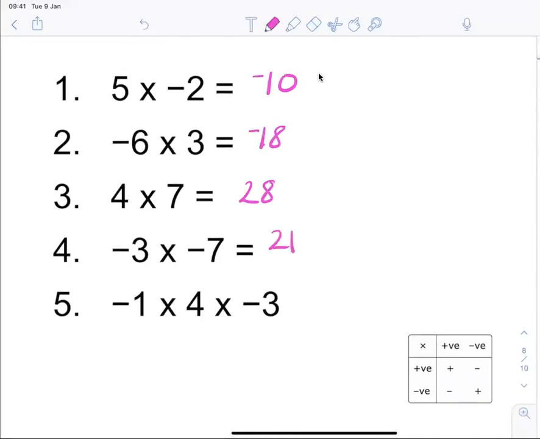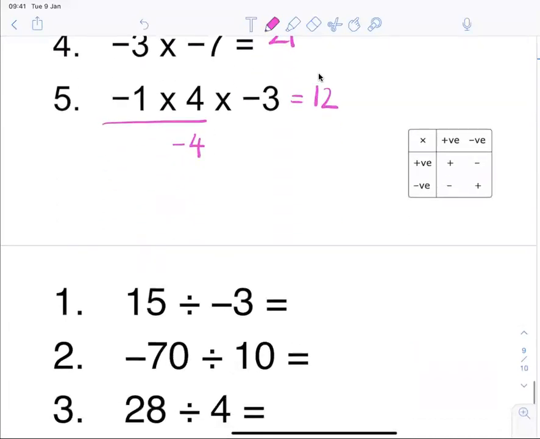And negative 1 times 4 times negative 3. We'll need to think of this as two different calculations. I'm going to do this bit first. So negative 1 times 4 will give us negative 4. So let's just put our little subtitle here, negative 4. And we've got negative 4 times negative 3, because both are negative, we're going to end up getting 12.